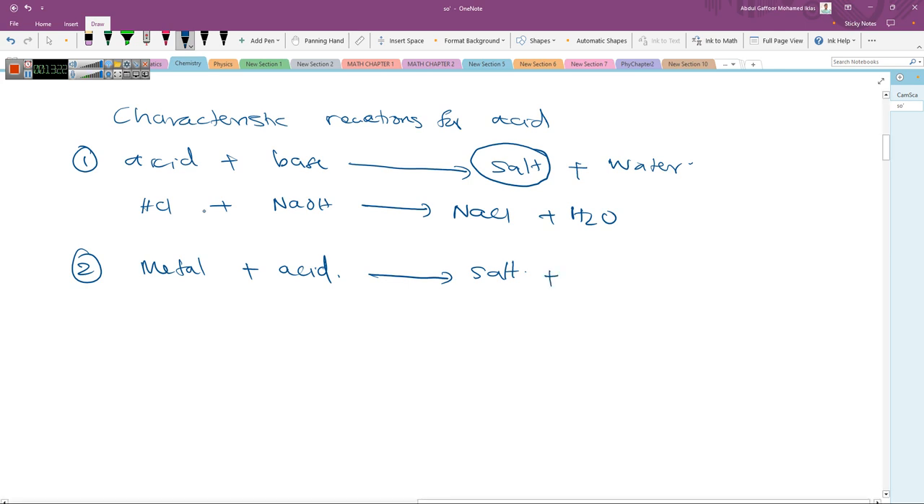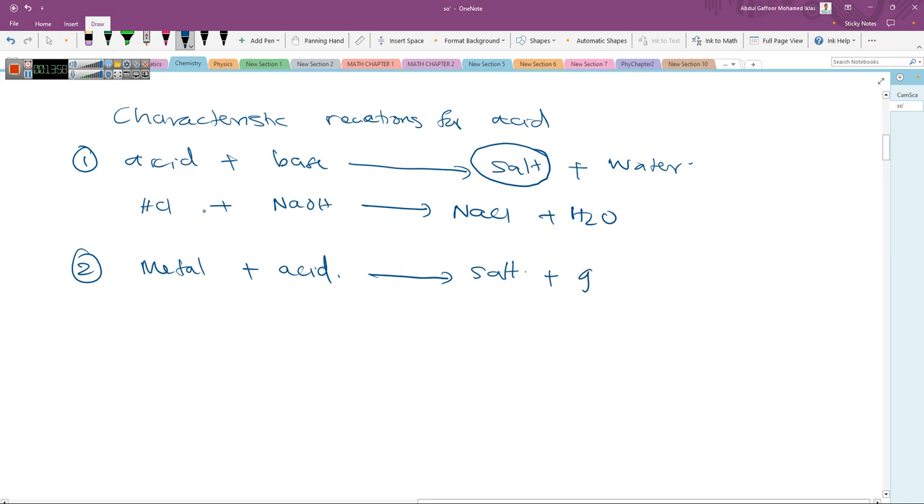So if you use HCl, you will get hydrogen gas. If you use H2SO4, you will get SO2 gas. And if you use nitric acid, you will get NO2 gas, right? Now, for now, we will not talk about H2SO4 and HNO3. We will just take the acid HCl, and later we will study H2SO4 and HNO3, where we will get different gases also, right?